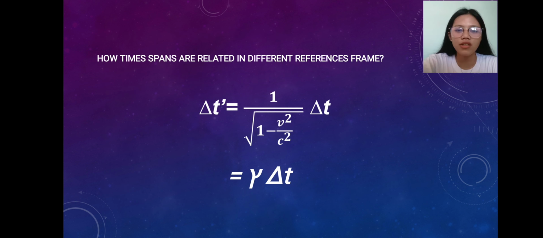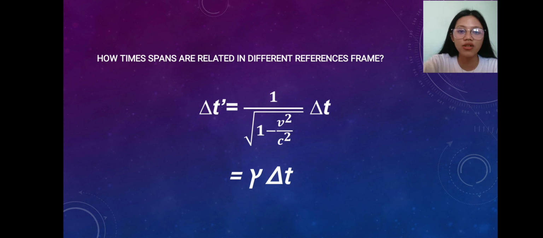In deriving time dilation using a light clock, we found that the time spans in different reference frames are fundamentally different. Therefore, we cannot simply assume that the time spans delta t and delta t prime are equal. We have to deduce that the two time spans of different reference frames are related by the relative velocity v, as follows. Here c is the speed of light, and the prefactor in the formula is usually abbreviated as gamma and called the Lorentz factor.